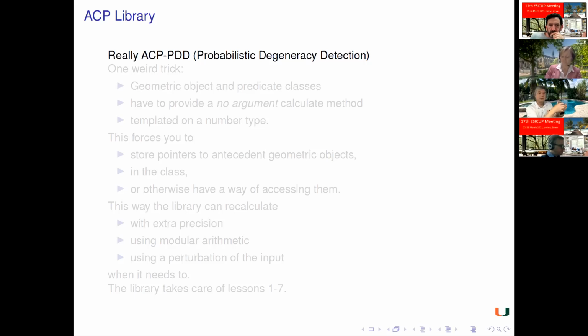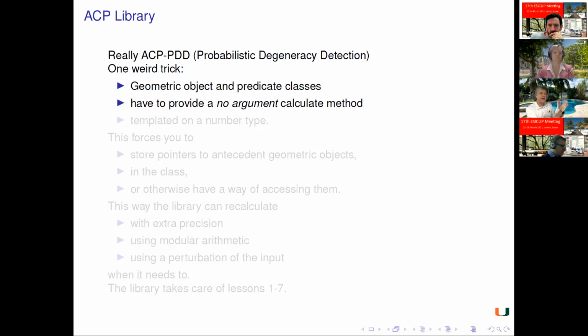You either use modular arithmetic, modulo a couple of primes, or you do some random perturbations, and you can be sure that things which look 0 actually are 0. That way you don't have to do interval arithmetic on 0 quantities. And the library has this one weird design trick that you have to put up with if you use it. When you create a geometric object or a predicate class, you have to provide a no-argument calculate method, and that's templated on a number type.